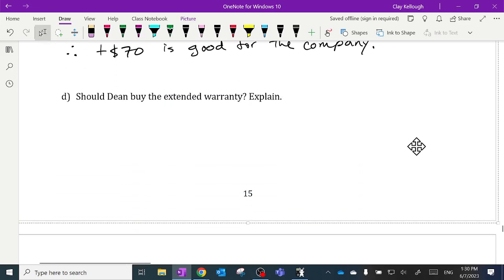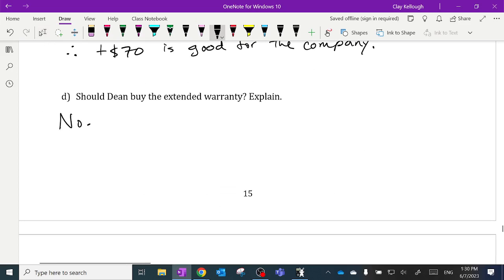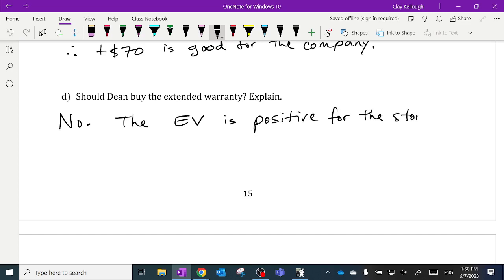Should Dean buy the extended warranty? No. The expected value is positive for the store. So it's negative for Dean. He would be better off mathematically.